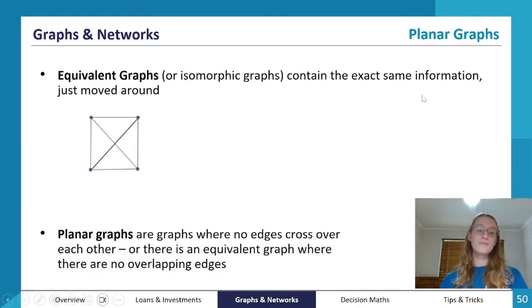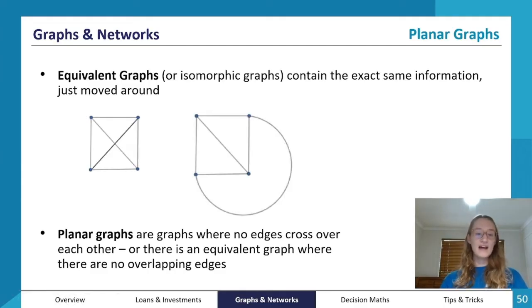For example, have a look at this graph here, and then have a look at this one here. These, while they look different, and they are different in some ways, they actually display the exact same information and connections because they're equivalent or isomorphic graphs. Because we can see that this connection here has simply just been stretched and moved around to the outside.